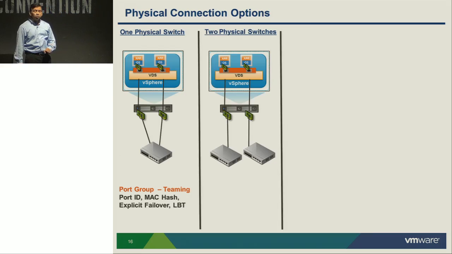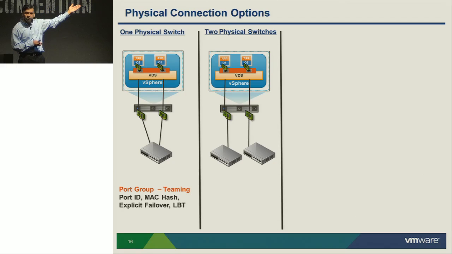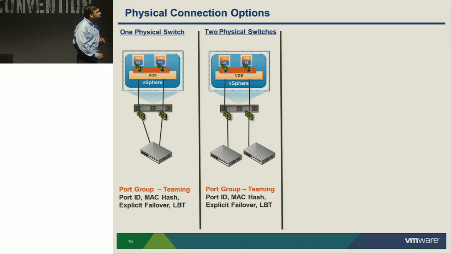The other option is then you terminate your physical NICs to two different switches. So this is a much more reliable design, because now if one physical switch fails, that uplink to the VDS will fail, and the virtual machine traffic will be moved to the other path on the other uplink. Now in this case, again you have the same teaming options, where you do load balancing based on port ID hash or MAC hash or explicit failover. And I will talk more about how load-based teaming works.